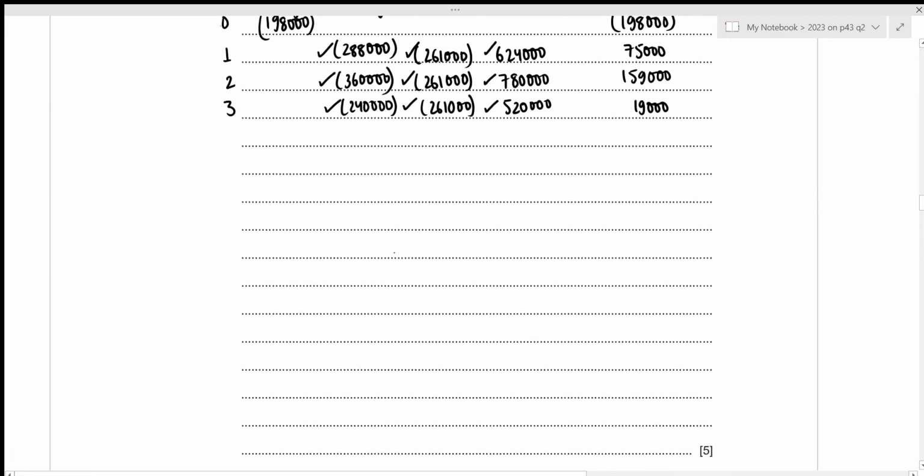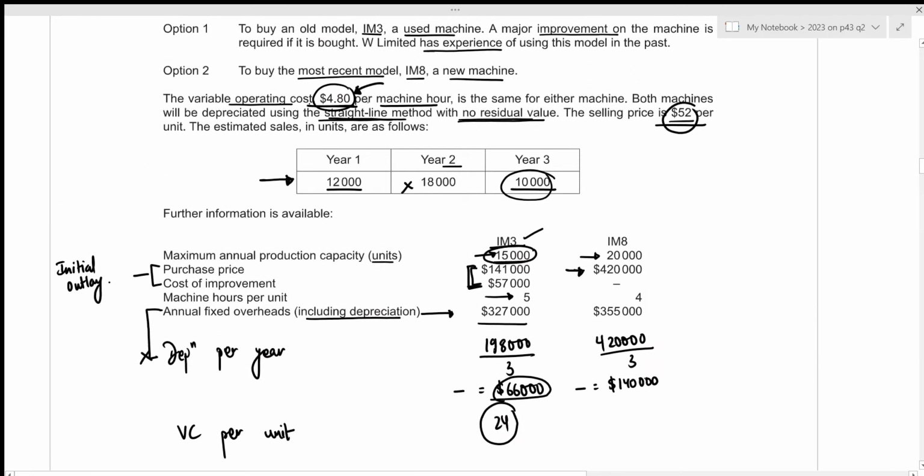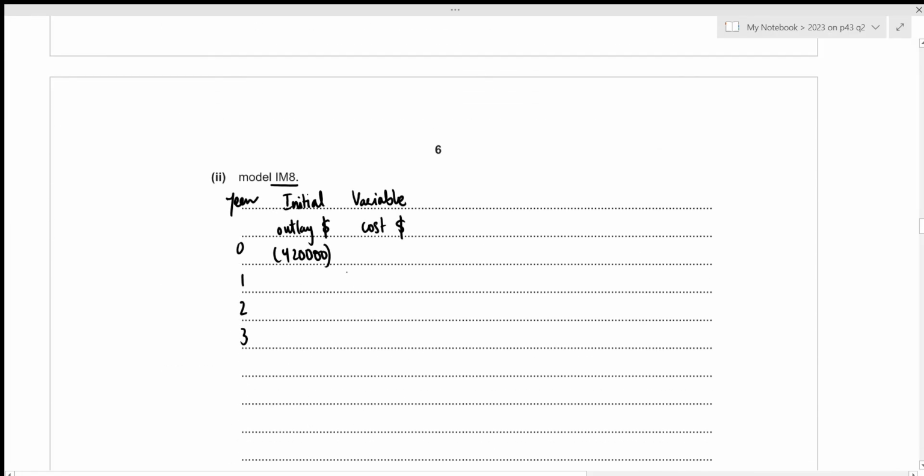And the variable cost per hour will remain the same for both of the machines. So that's 4.8. Now, in order to calculate the variable cost per unit, we just need to multiply this 4.8 by the machine hours required per unit, which is 4 in this case. So that's 4.8 times 4, which results in 19.2. Now, in order to calculate the total variable cost for each of the years, we just need to multiply it by the estimated sales units given right here. So in year 1, that will be 12,000 times 19.2, which results in the value of 230,400. And this will be our cash outflow, so we should be subtracting this.